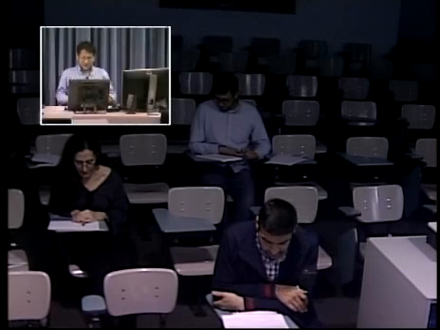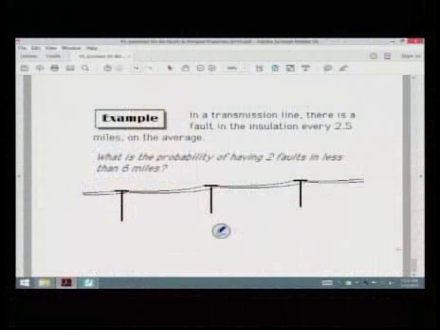Okay. So in this last example, say in a transmission line, there is a fault in the insulation every 2.5 miles on the average. And we want to know the probability of having 2 faults in less than 6 miles.